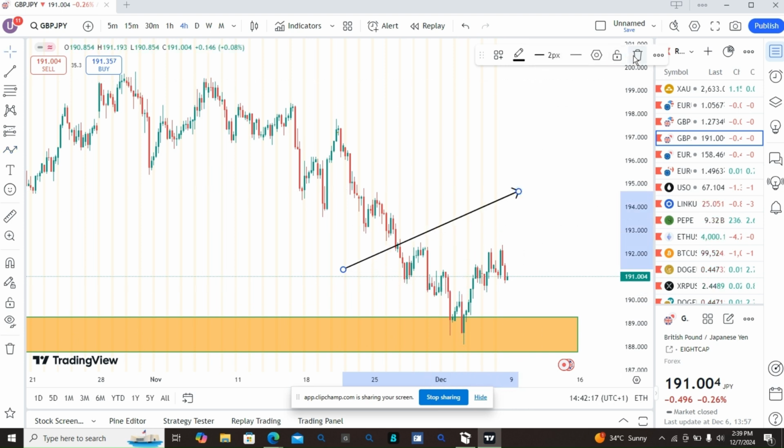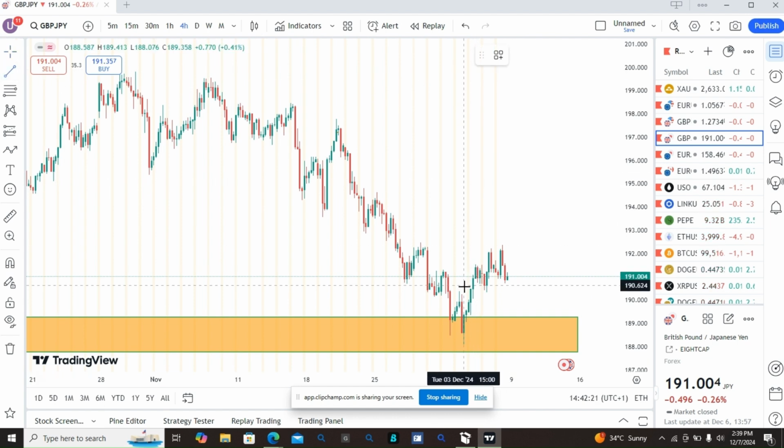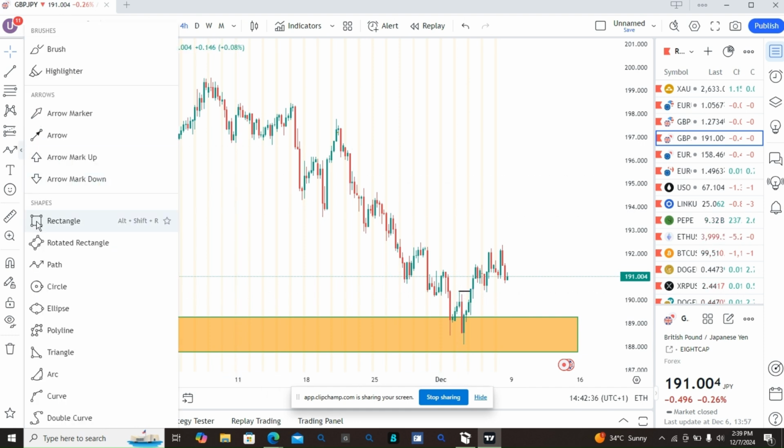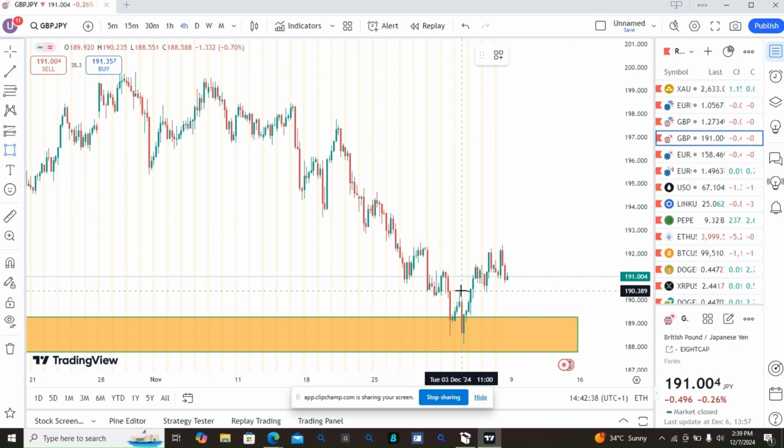Let me highlight it so that you see it clearly. Pay attention. This is where the change of character occurred on the 4-hour time frame. So after change of character here, what next? Price came down to this bullish breaker block. Let me highlight it so that you see it. This green candle is the bullish breaker block. Price came down there. Immediately price tapped this bullish breaker block.